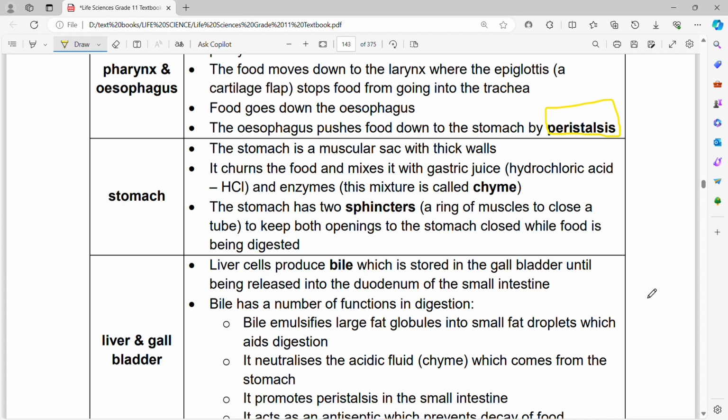The stomach has two sphincters. These are just rings of muscle to close the tube. So on each opening, the opening which goes down from the stomach to the intestine has a sphincter, and the opening which comes from the esophagus to the stomach has a sphincter, which will open and close so that the digested food can pass through.